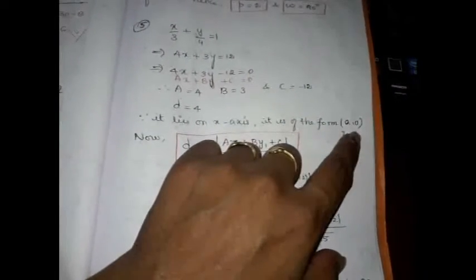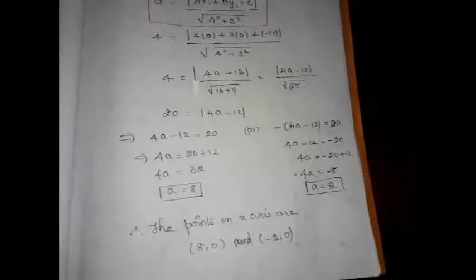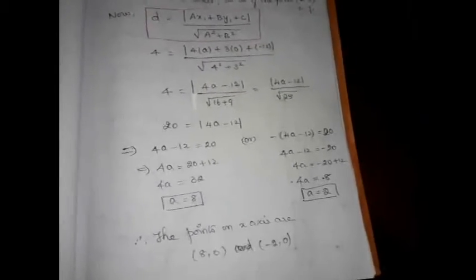Instead of a comma 0, we have to take it as 0 comma b since it is a point on the y-axis. What we did here, we substituted all the values and found the value of b. That's it. Right? Hope you understood. This question is also homework for you. Let us move on to question number 5.